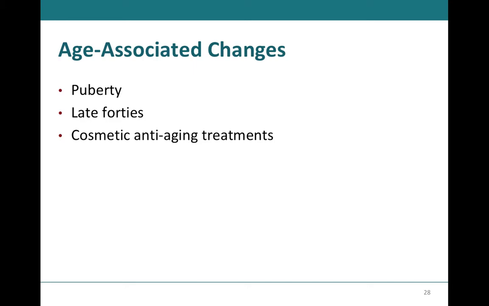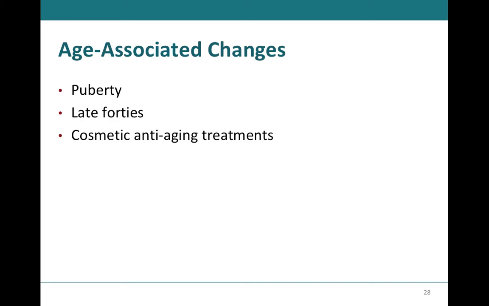What happens as you age with the skin? So first, an age-associated change would be during puberty. And during puberty, many adolescents will develop acne, where those sebaceous glands become inflamed. Now, most of the age-associated changes that we see with the integumentary system will actually begin to occur around the late 40s, give or take.